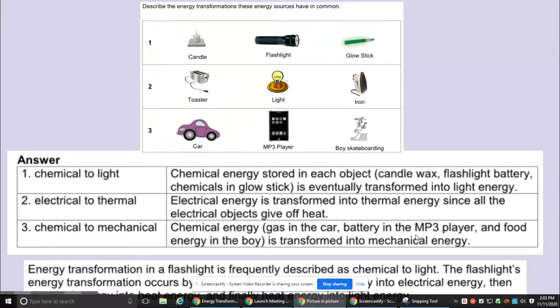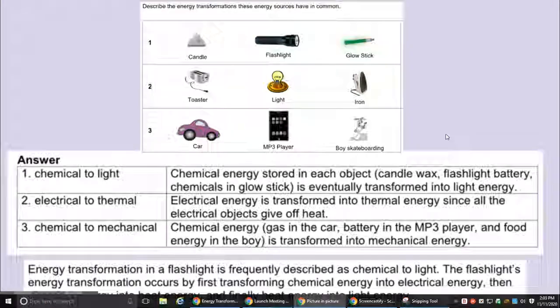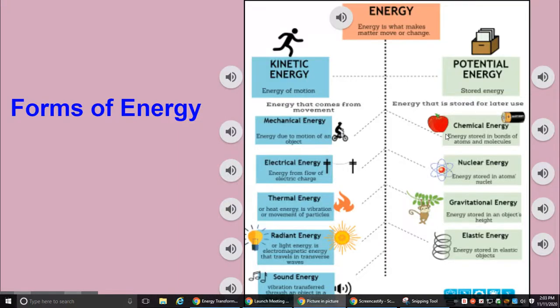The flashlight's energy transformation occurs by transforming chemical energy into electrical, then into light. Let's go over some of the forms of energy that there are. We first start off with our two types of energy. We have kinetic energy, which is energy of motion, anything moving. And then we have potential energy, which is stored energy.